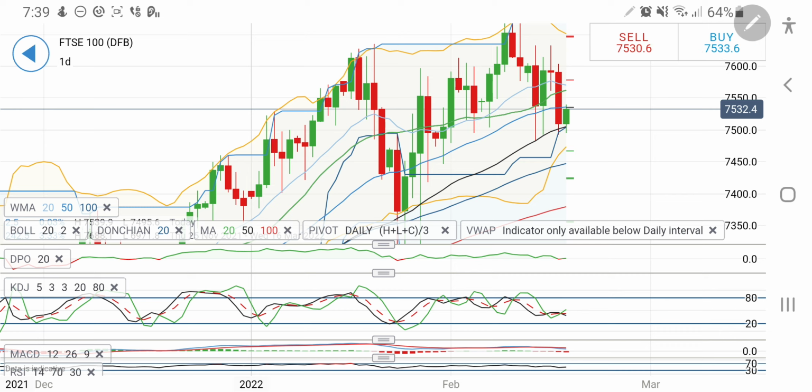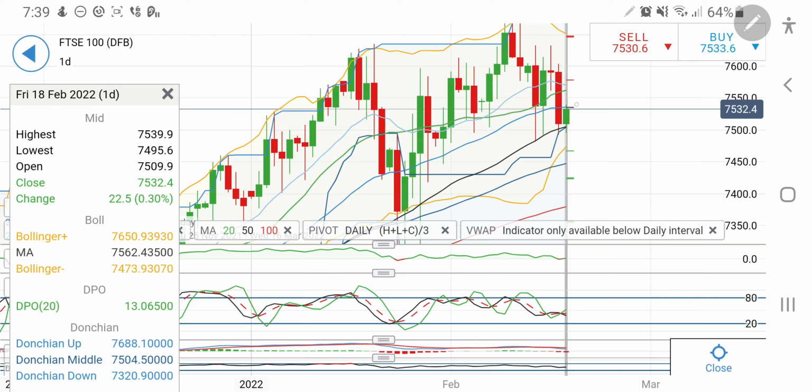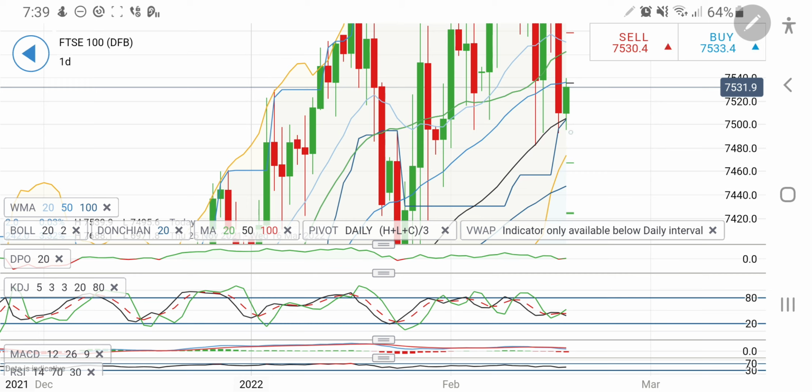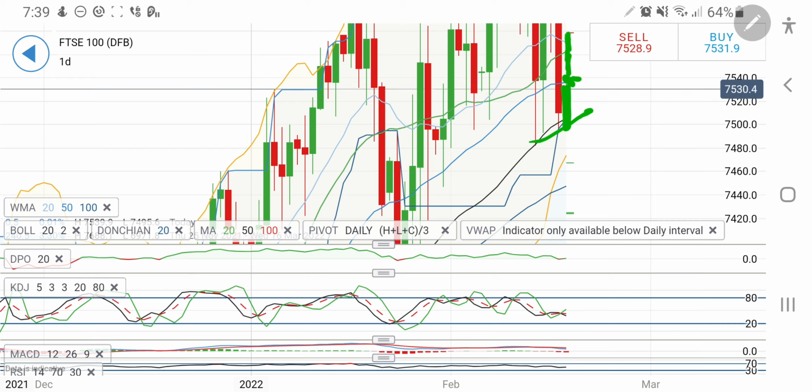So yes, it may try to retrace back a bit, but it has to cross this zone at 7540. Now see, again these 40-50 points will come into the picture. 7490 and 7540 levels are important. Let me show you here. See, higher low. So 7490 is important for FTSE 100 and 7540 is important for FTSE 100. Breaking either side, once it breaks 7540, you can go long for 7565 and 7580 levels.